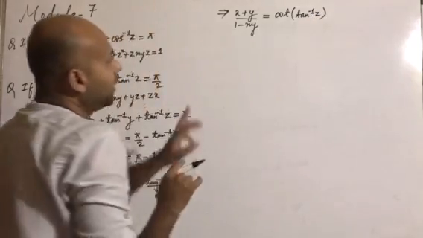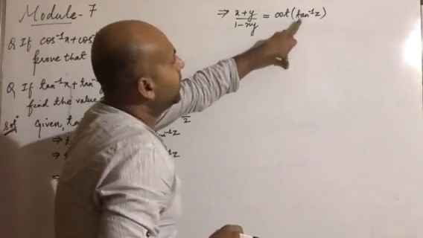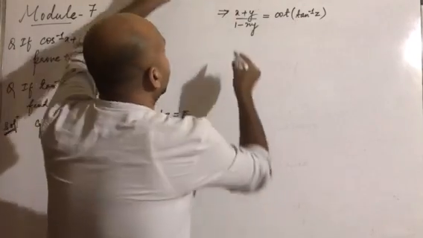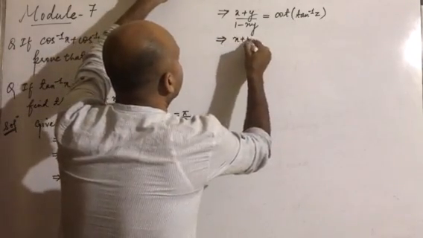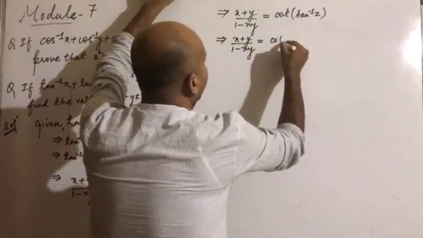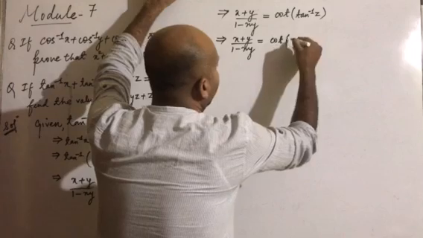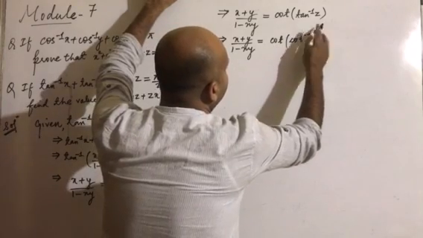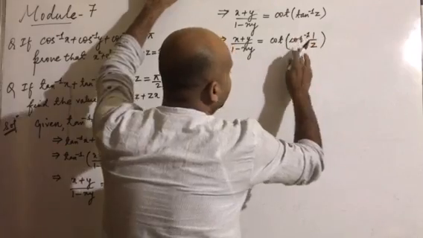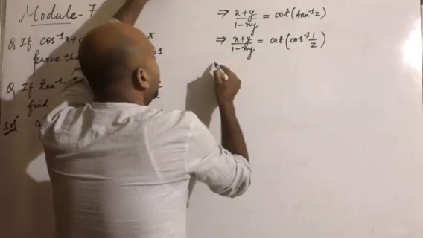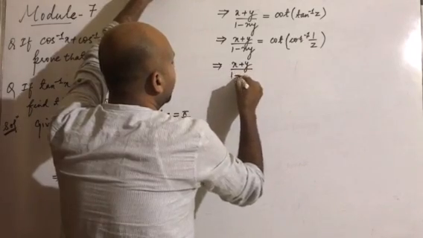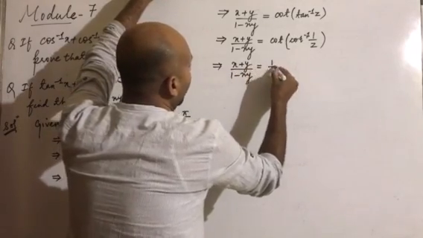Now you can see one thing here, children. Here it is cot, but the inverse is of tan. That means I need to convert this tan into the form of cot. So this can again be written as x plus y, whole divided by 1 minus xy, is equal to cot of, and instead of tan inverse z, I'll write cot inverse of 1 by z, because tan inverse and cot inverse are reciprocals of each other. The cot and cot inverse we can eradicate in the next line. So x plus y by 1 minus xy is equal to 1 by z.